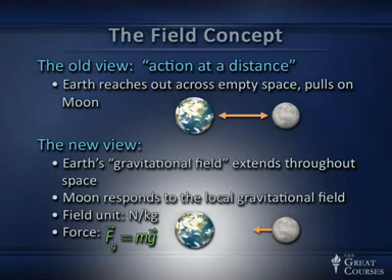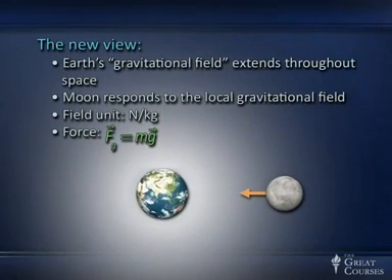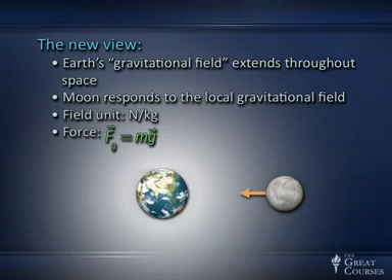I've put vectors on these things because both the field and the force have direction, they're vectors. And so here's what the picture looks like now. I have the Earth and the Moon. The Earth creates this mysterious kind of field around it. I've indicated by shading that the field is stronger nearer the Earth because the strength of gravity falls off as the inverse square of the distance. And over there is the Moon.